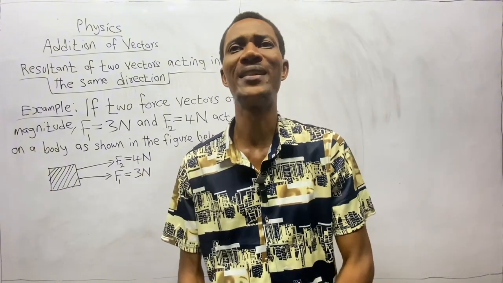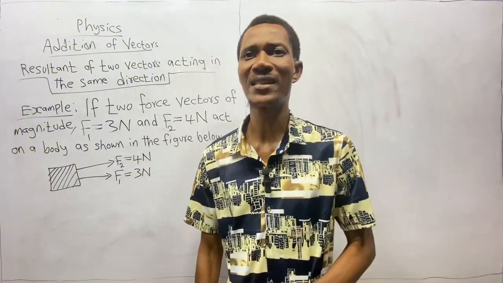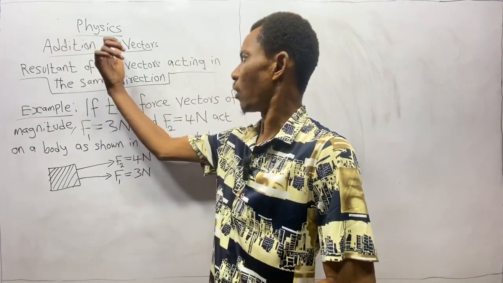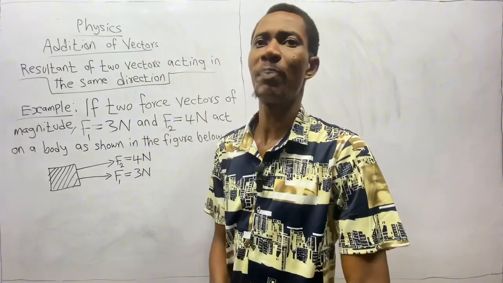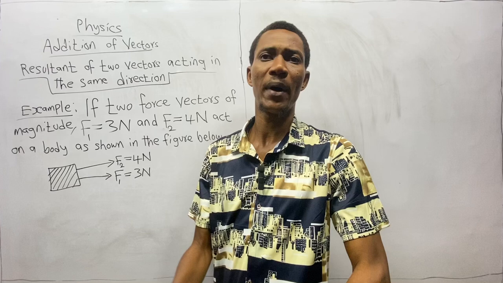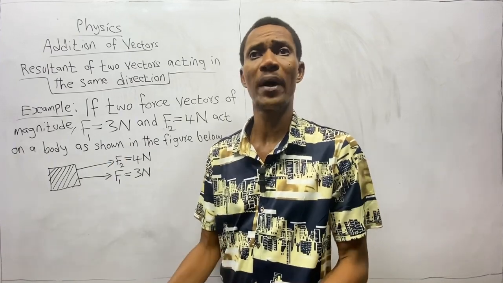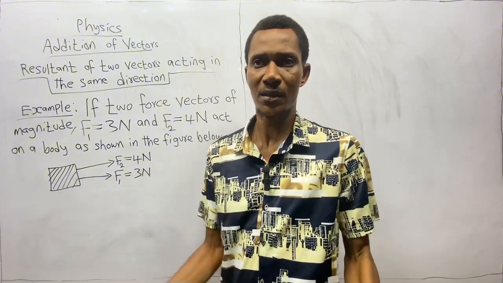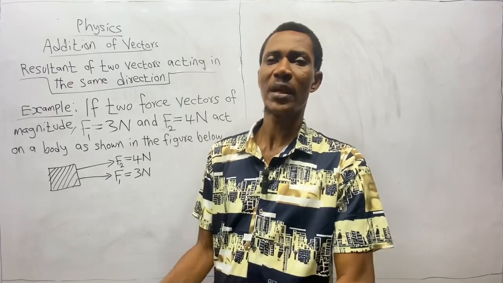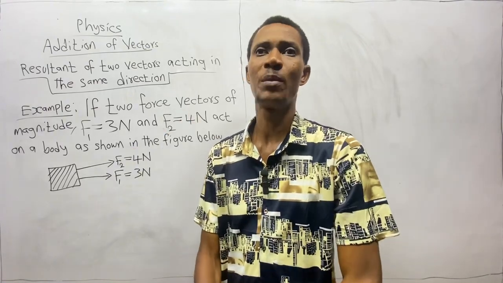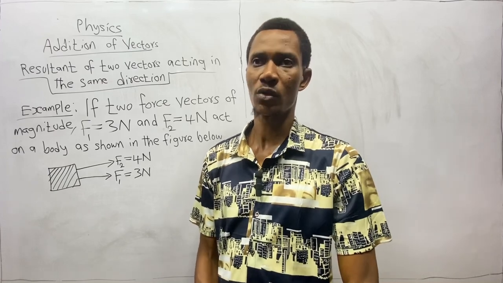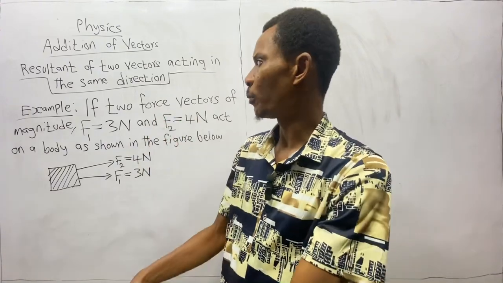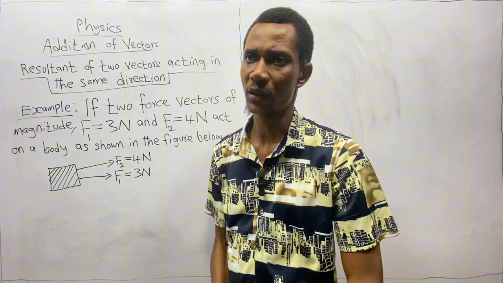So today, we'll be looking at part 2 in the scalars and vectors series, which happens to be the addition of vectors. In part 1 of the scalars and vectors series, we talked about the concept of vectors, the concept of scalars, and how vectors are represented. So before you watch this video, it is better you go and watch the previous video, part 1 of scalars and vectors, so that you can follow through while watching this video. So today we're looking at addition of vectors.